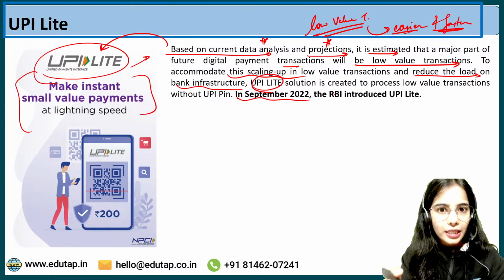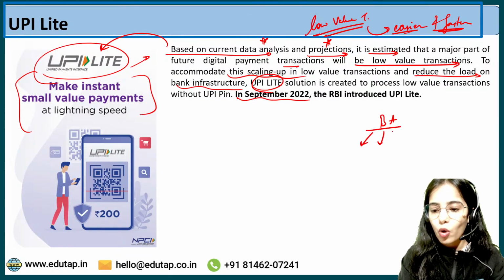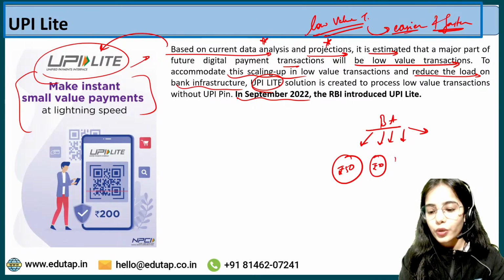Try to understand this UPI Lite feature. Let's say you have a bank account and you are going to a vegetable seller and you have to give 50 rupees. You are going to a fruit seller, you are giving 20 rupees. You are going to a kirana store and you are giving 500 rupees.